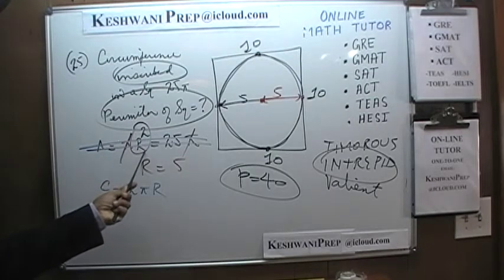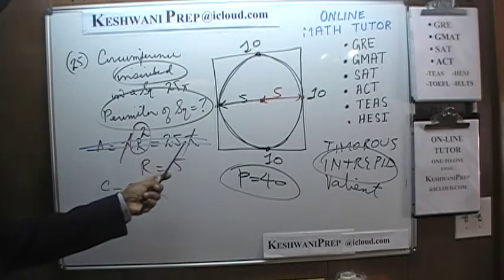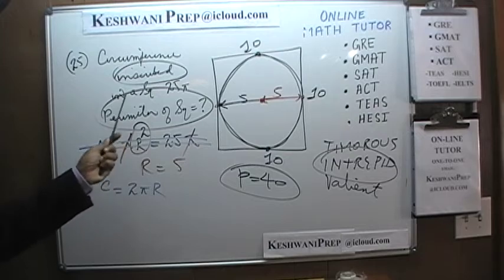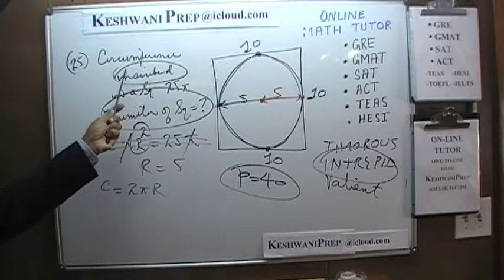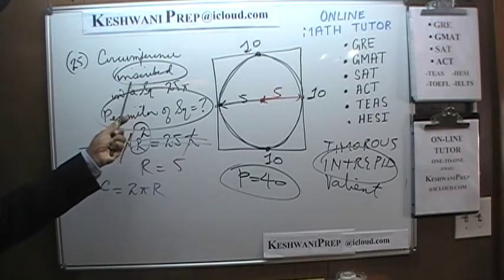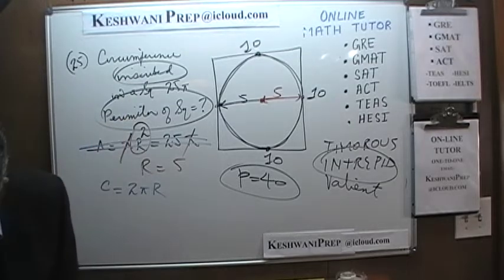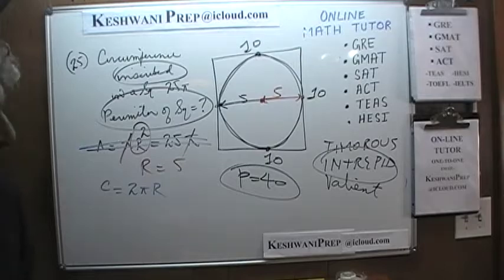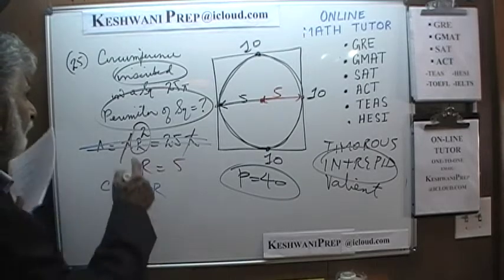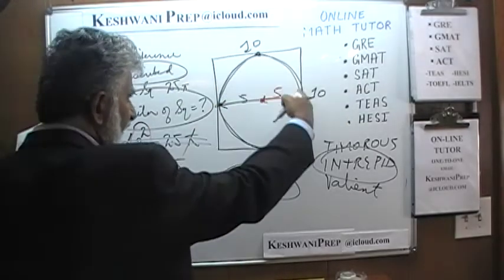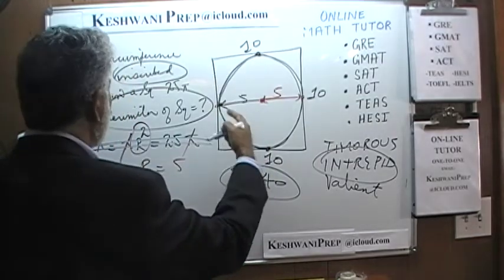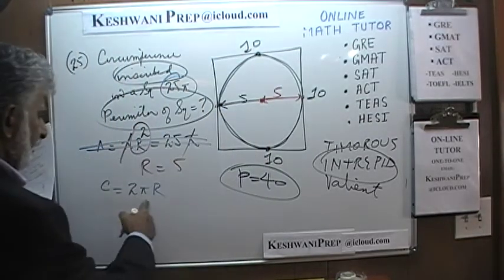This is the formula for the area. We're not told that the area is equal to 25 pi. It clearly says there, it says circumference of the circle. Circumference of a circle inscribed in a square is 25 pi. I should have written the whole thing down. This is circumference.